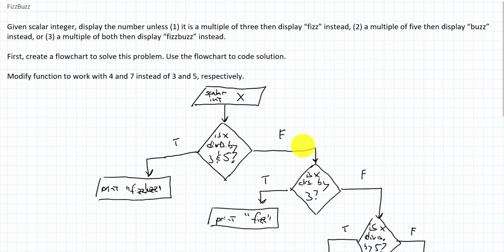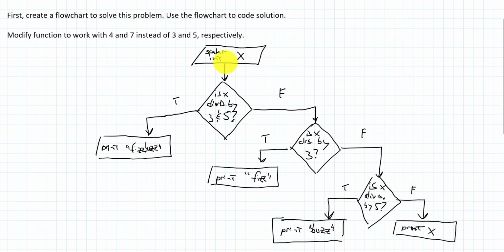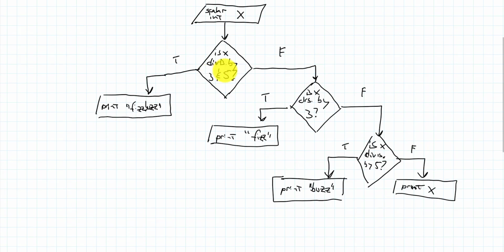Let's just look at what if we put in 3. So if x is 3, let's see how our program is going to work. Is 3 divisible by both 3 and 5? That's no, false. Is 3 divisible by 3? Well, yes, that's true. We're going to print fizz, and then we're done. Well, if we have 5. Is 5 divisible by 3 and 5? No, it's not divisible by 3, so false. Is 5 divisible by 3? Again, false. Is 5 divisible by 5? That's true. We'll print buzz, and then we're done with our function or our subroutine.